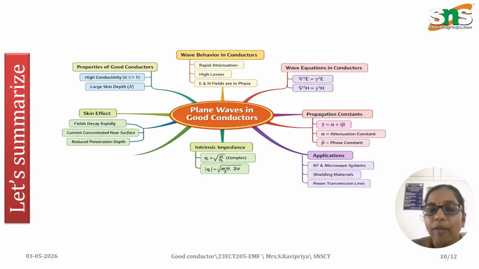So far, we have discussed what is the good conductor, what is the condition for good conductor, and we have discussed the Maxwell equation, and the wave equation, and the propagation constant gamma, alpha plus j beta, and we have discussed the intrinsic impedance and covered the skin depth as well, and finally the applications as well.